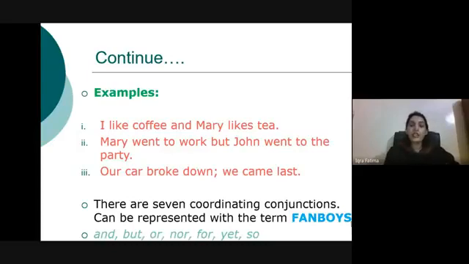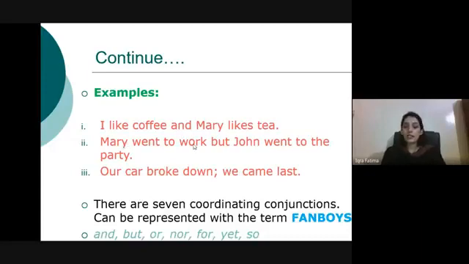In order to write a compound structure, you need to choose any one of these seven coordinating conjunctions. Because you know that a compound sentence is composed of two independent clauses. I like coffee, independent clause. Mary likes tea, independent clause. Joined with and, coordinating conjunction.